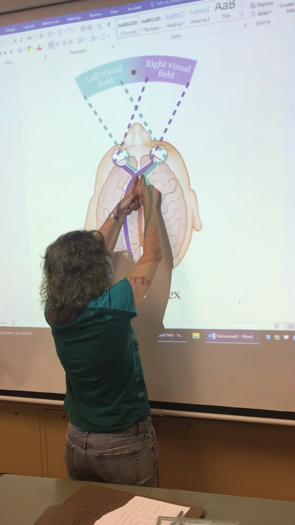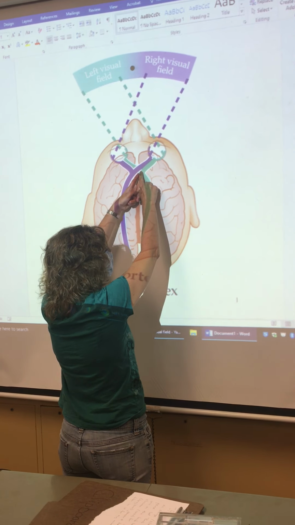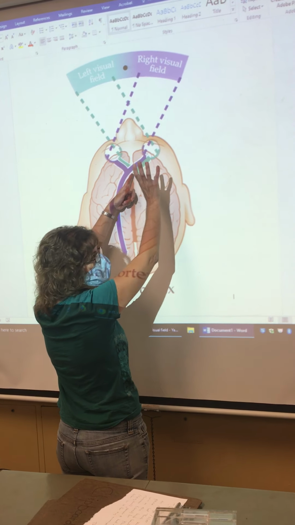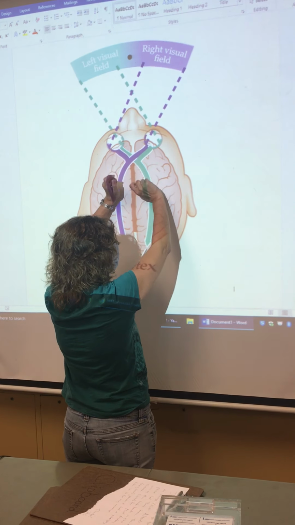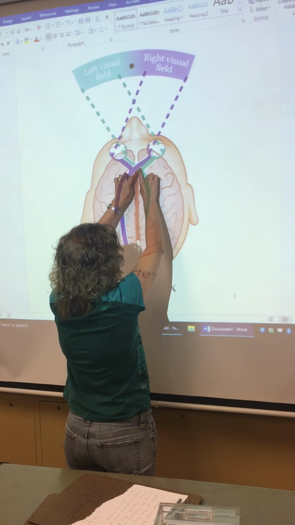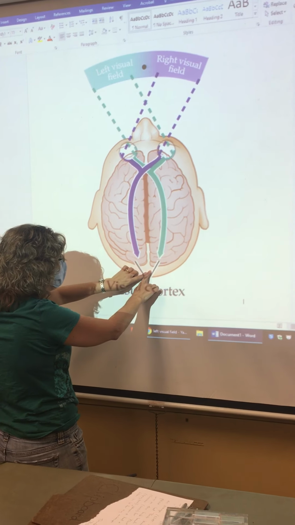Then you have to follow the nerve pathways, the axons, which obviously crisscross right here. But not everything gets crisscrossed. Some of it does, some of it doesn't, depending on the right and left eye. That's where you want to look at the picture. So we're going to go with the green and follow it all the way down here.